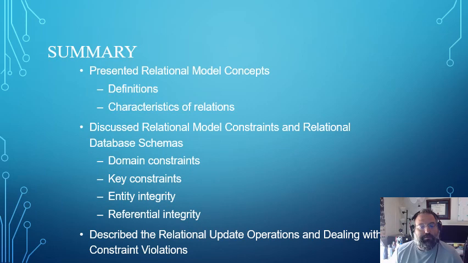In summary, we've talked about the relational model concepts. We went over the definition. We talked about the characteristics of relations. We've discussed the relational model constraints and a relational database schema: domain constraints, key constraints, entity integrity, and referential integrity. And then we also talked a bit about the relational update operations and dealing with constraint violations.